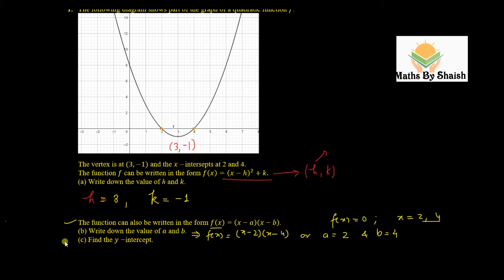Now the C part is, find the y-intercept. Y-intercept means where this curve cuts the y-axis, and we can see it cuts here. So the y-intercept is (0, 8). This is the y-intercept. I hope it is clear. So let's do the next part.